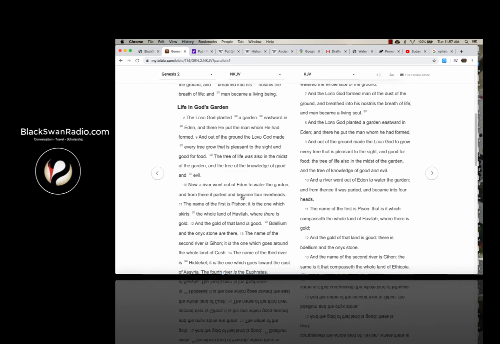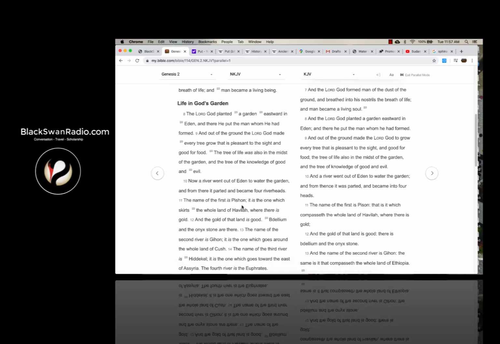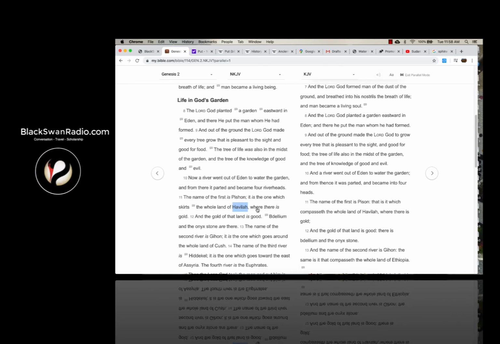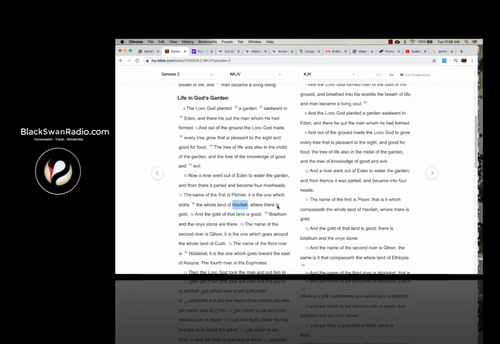And now we're establishing that this is people coming into the land of Africa. They're doing this in Africa. Havilah is the first place mentioned in the Bible, named for the first human we know, the son of Cush. Now, Cush, we know, is Nubia, today's Ethiopia. And how do we prove this? Where there is gold. The whole thing they're interested in is the river which skirts the whole land of Havilah, where there is gold.